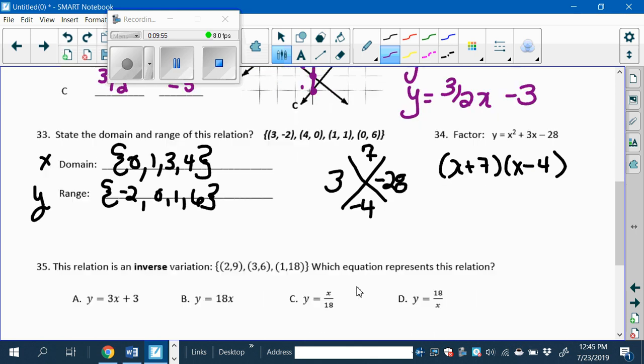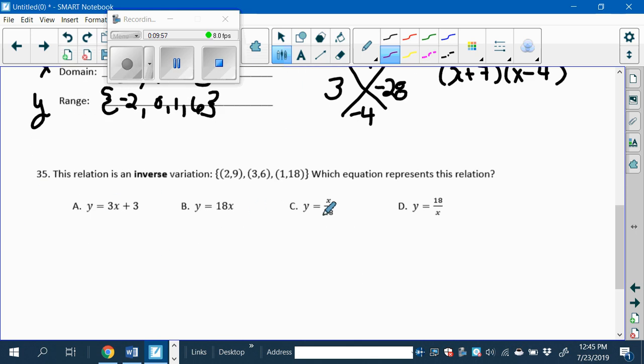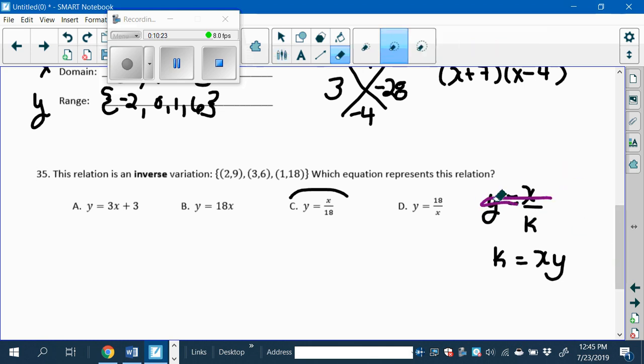Okay, inverse variation. Remember, it's y is equal to x over k. And k is equal to x times y. So this is not inverse variation. This one is the one, no, I'm sorry, it's y is equal to k over x. I apologize. Having morning brain this morning.